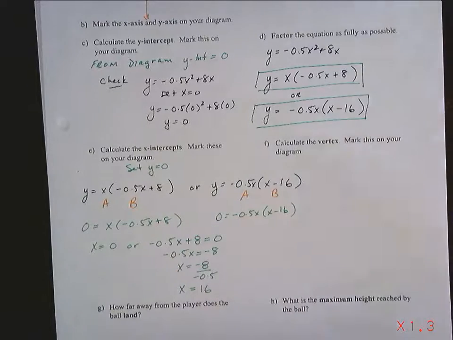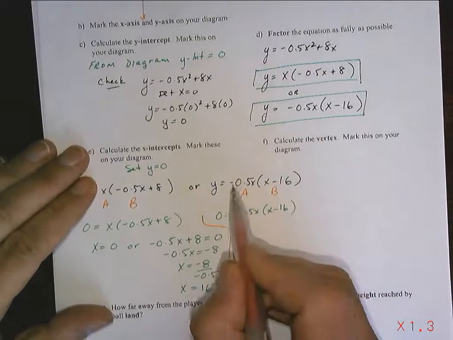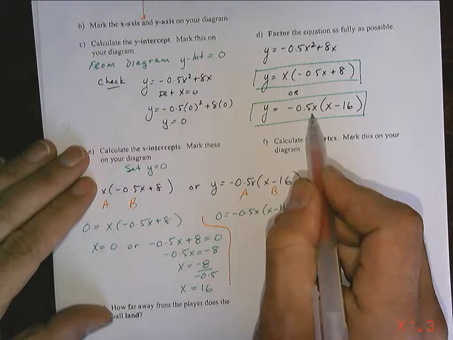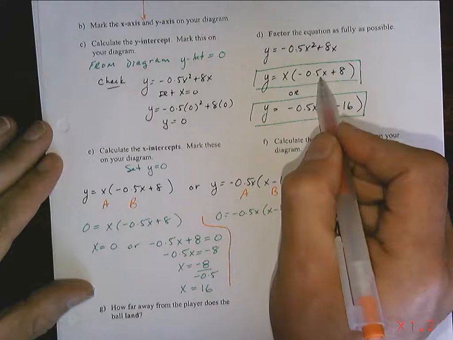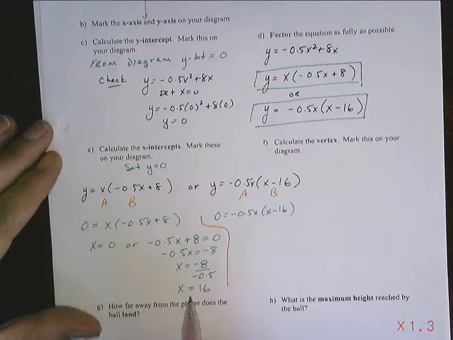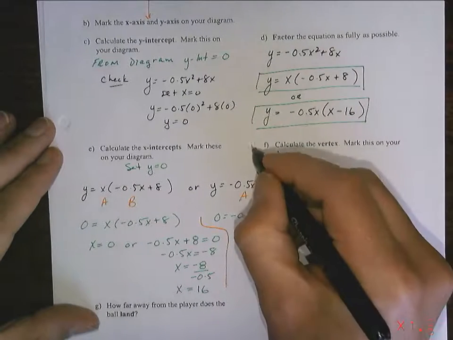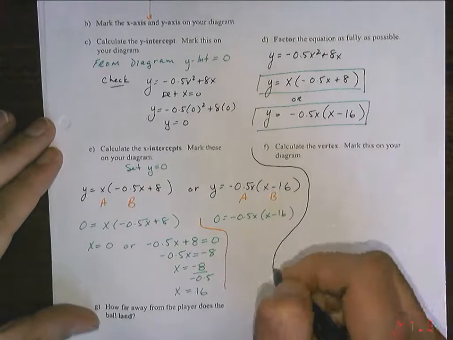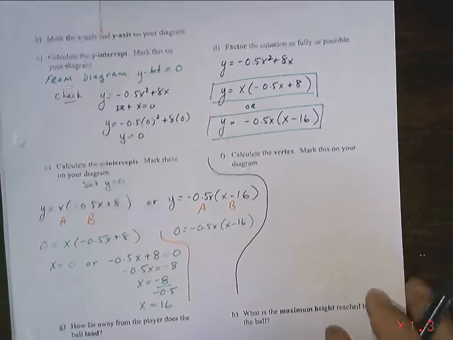So there's no free lunches in life, and what that means is if you factor it this way, it's a little bit harder but easier to find the zeros. If you factor it this way, it's a little bit easier to factor, but finding the zeros takes a little bit more work. Doesn't matter which one you do, but we have to be able to do it one way or another. So next, we have to calculate the vertex.